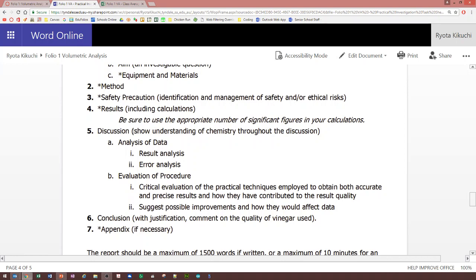Discussion. Now you can show your understanding, so showcase your understanding of chemistry throughout this part. Analysis of data is going to be your first subheading, and another subheading under discussion will be evaluation of procedure. Okay, in the analysis, look at the result, state what you see and what it means. Analyze your errors, so random and systematic separately, or you can do them together if you can make it logical.